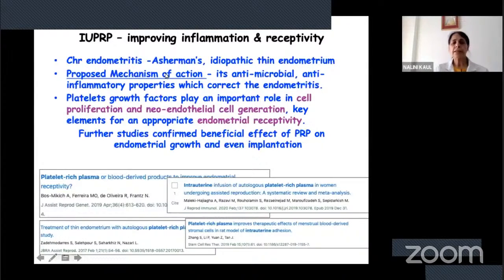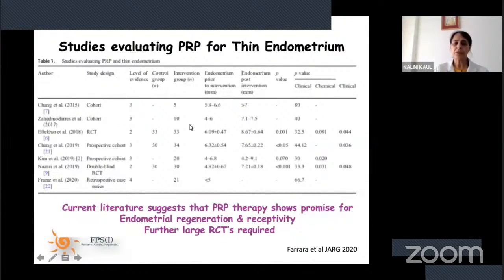Now, IUPRP also helps in improving inflammation and receptivity. It is believed that in chronic endometritis, probably the antimicrobial, anti-inflammatory properties correct the endometritis, and the growth factors play an important role in cell proliferation and neoendothelial cell generation. And these are important or key factors in endometrial receptivity. So apart from the growth of the endometrium, they also improve or enhance the endometrial receptivity.